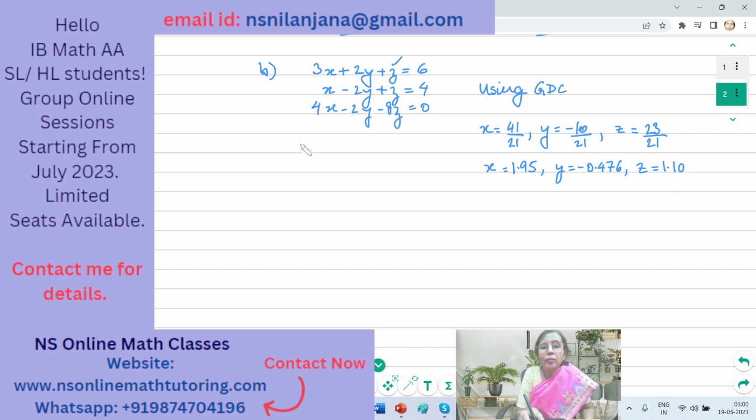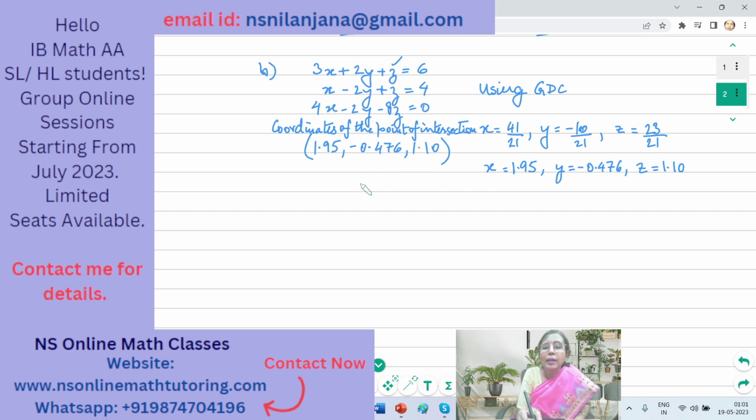So the coordinates of the point will be 1.95, negative 0.476, 1.10. Coordinates of the point of intersection.